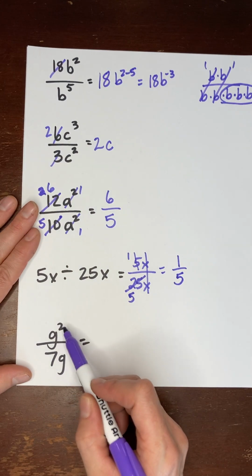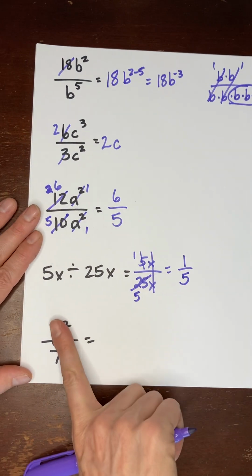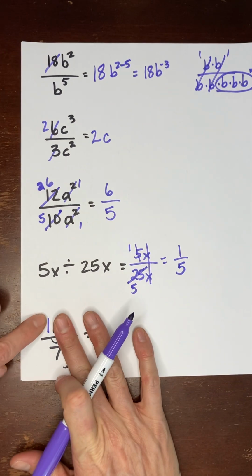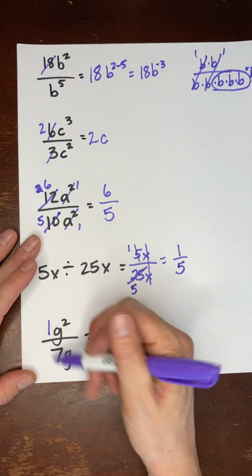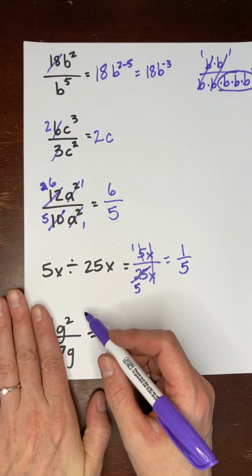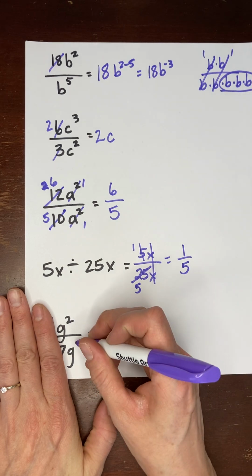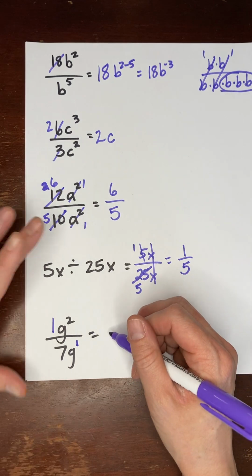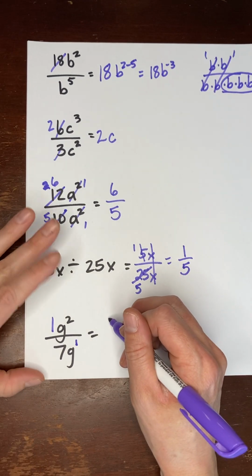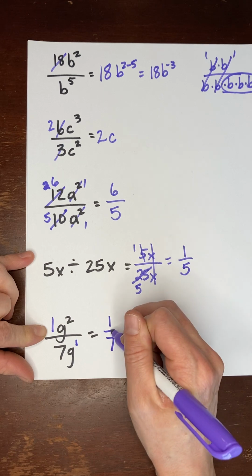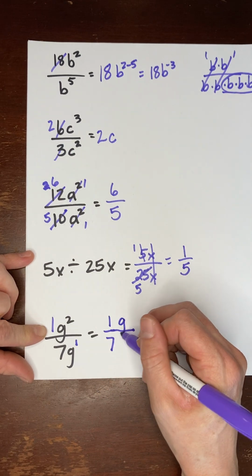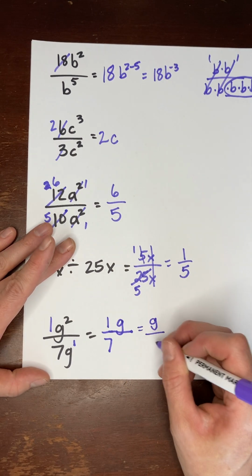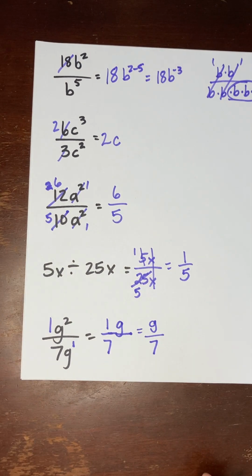Okay, now I have g squared over 7g. So if I look here at my numbers, remember if there's no coefficient, it means the coefficient is 1. So I just have 1 over 7, and that can't reduce. And then if I cover up my numbers, I have g squared divided by g. If there's no exponent, the exponent's 1. So 2 minus 1 is 1. So I'm just going to have g left. All right, so what I have left is 1 over 7, and then I have 1g on the top. Now 1g, I don't have to write 1g. I can just write that as g. So I end up with g over 7 as my final answer.